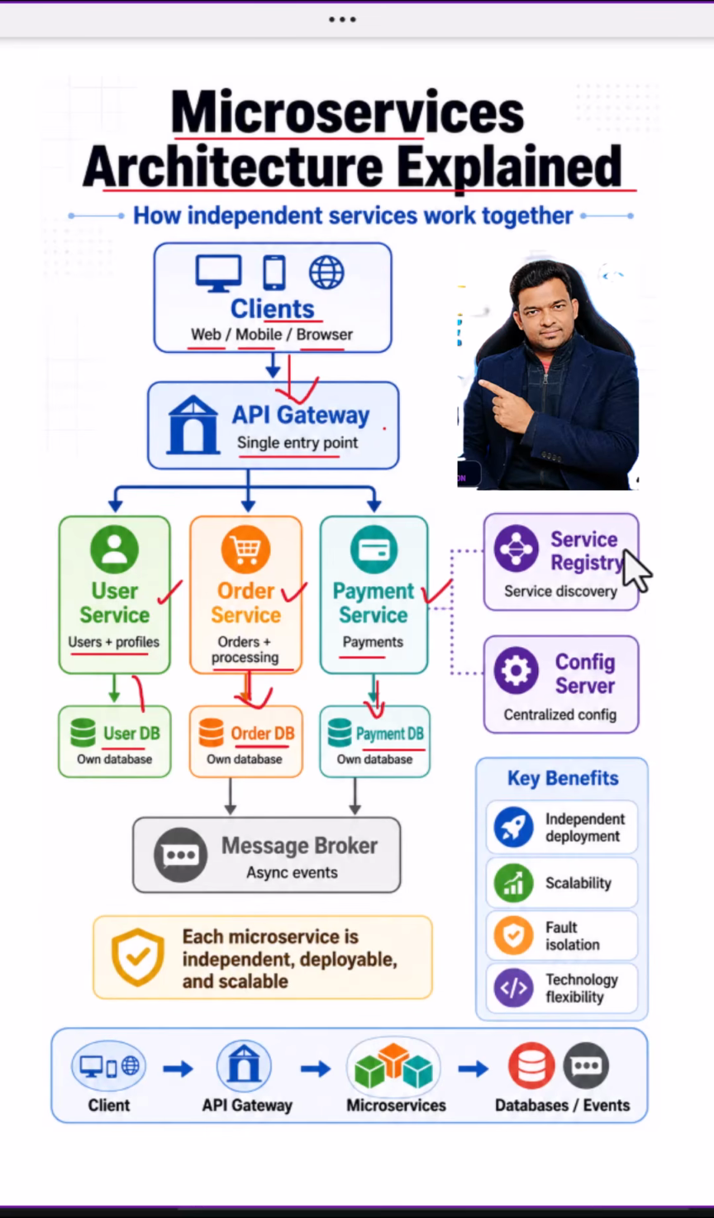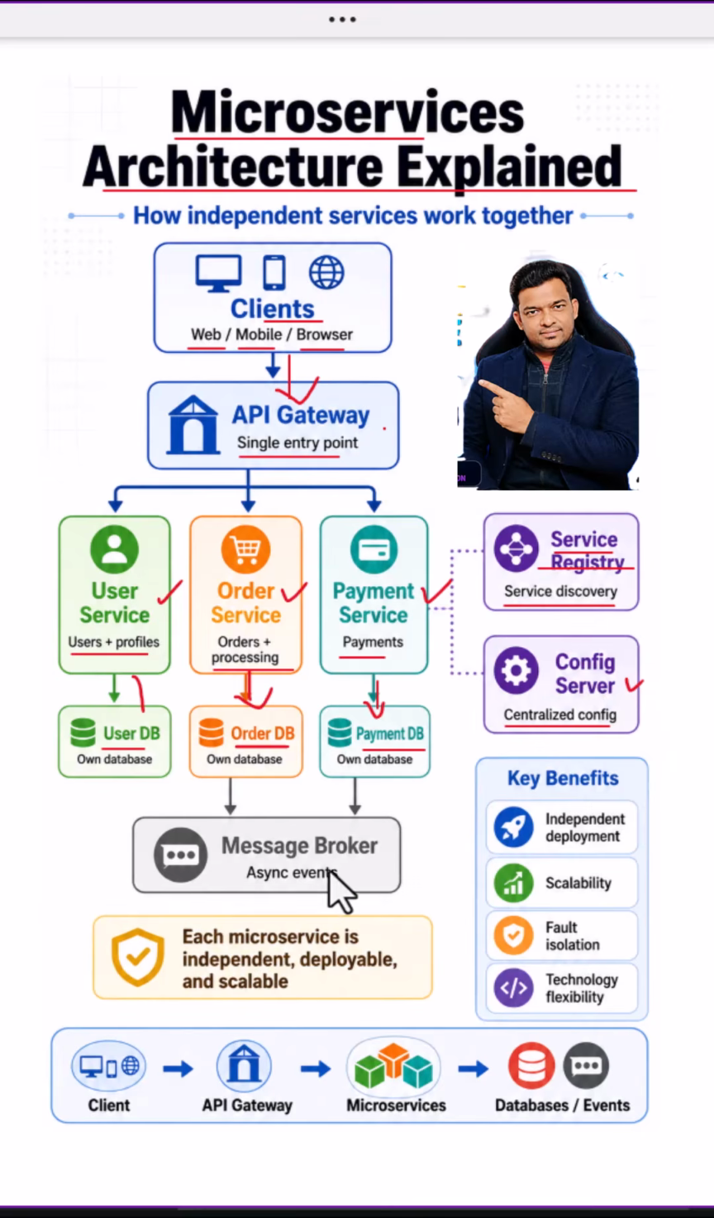Now on the side we have service registry. Service registry helps microservices discover each other dynamically. So services do not need hard-coded URLs. Next we have config server. Config server provides centralized configuration for all microservices. This makes it easier to manage application settings in one place.